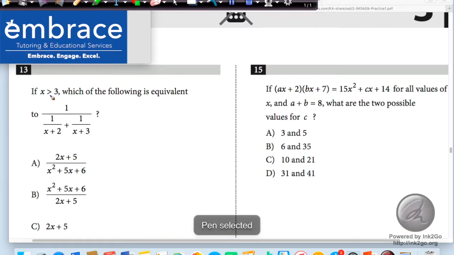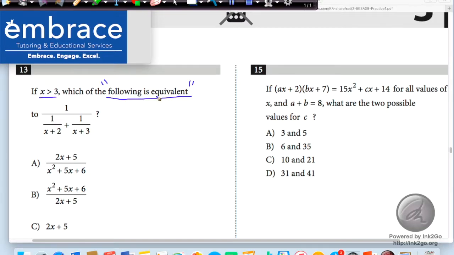If x is greater than 3, which of the following is equivalent to this? Now, these particular problems can be somewhat tricky, but the real wording you want to look for is which of the following is equivalent to. Notice that I have a variable within my question, and I have variables within my answer choices. Whenever you see this wording, which of the following is equivalent to, with variables within my question and variables within my answer choices, you can theoretically solve this through.